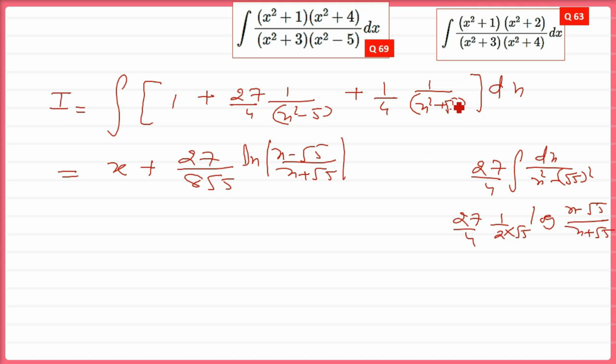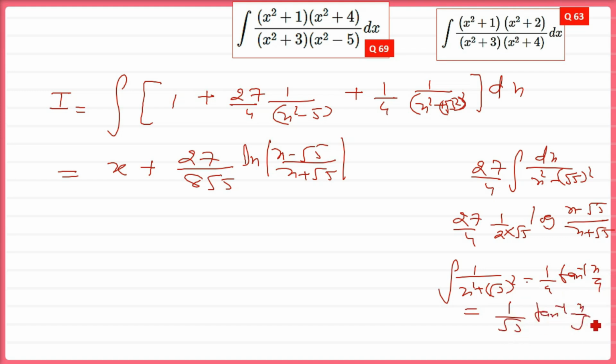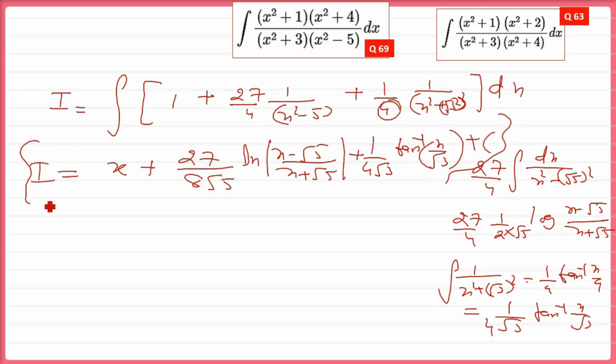For the final term, we'll use 1 by x square plus a square. So integration of 1 by x square plus a square we are going to use. For that root 3 square will come. So 1 by a tan inverse x by a. What is a? a is root 3. 1 by root 3 tan inverse x by root 3. 1 by 4 is already there, so 1 by 4 root 3. So you can write this term as 1 by 4 root 3 and then tan inverse x by root 3 plus a constant of integration. This whole is the final integration.